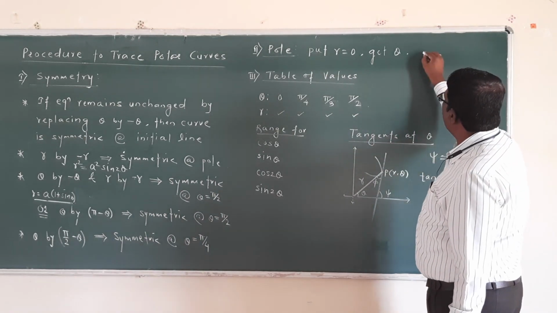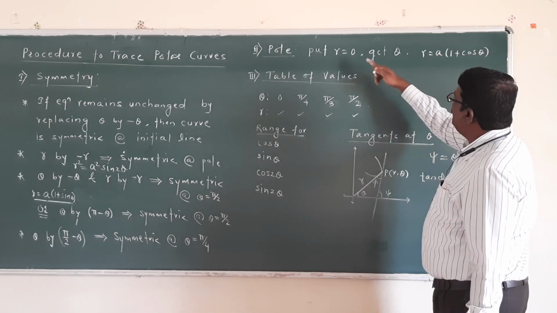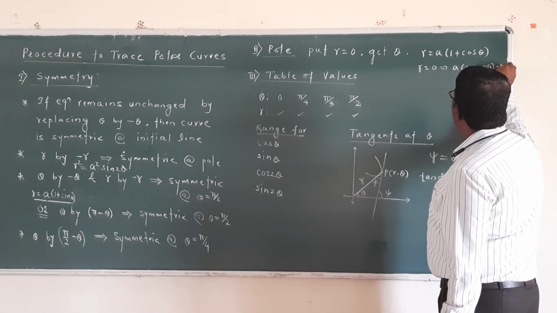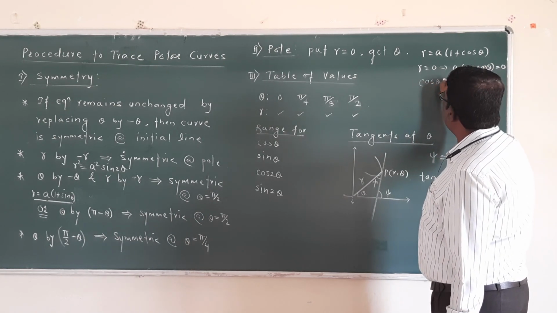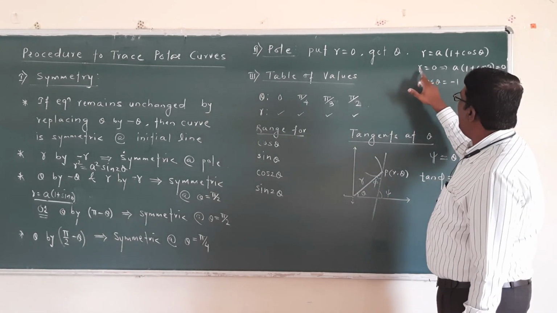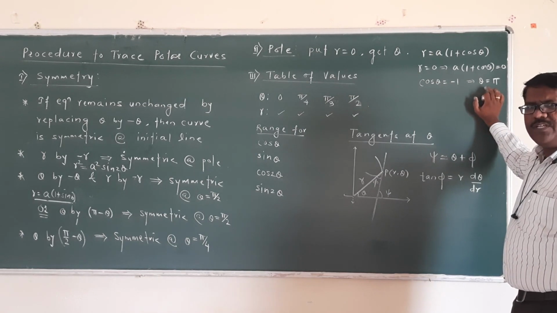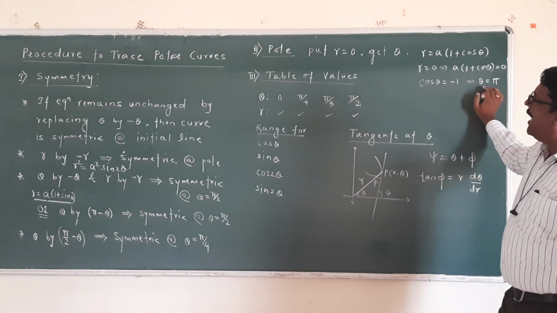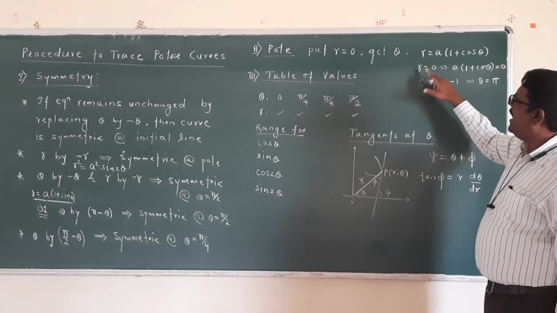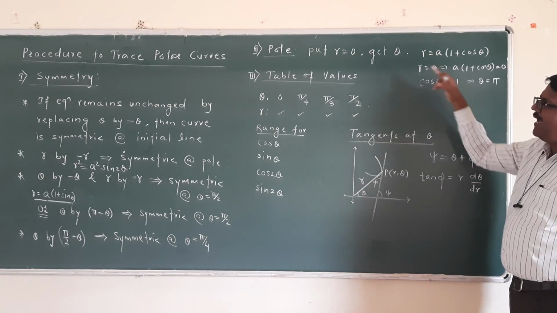For example, suppose the equation of the curve is r is equal to a into 1 plus cos theta. Then when we substitute r is 0, this implies a into 1 plus cos theta is equal to 0, and this is nothing but cos theta is equal to minus 1, which implies theta is equal to pi. So by putting r is 0, we get the value of theta, and this value of theta represents the equation of the tangent at the pole. So first substitute r is 0, then get the value of theta, and this particular value of theta is called the tangent at the pole.